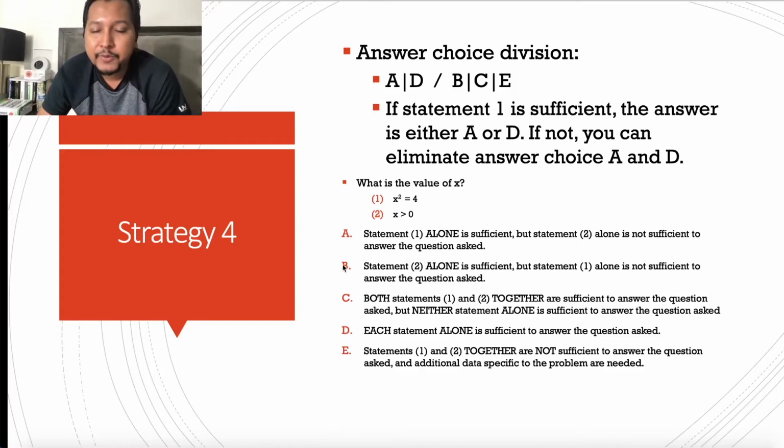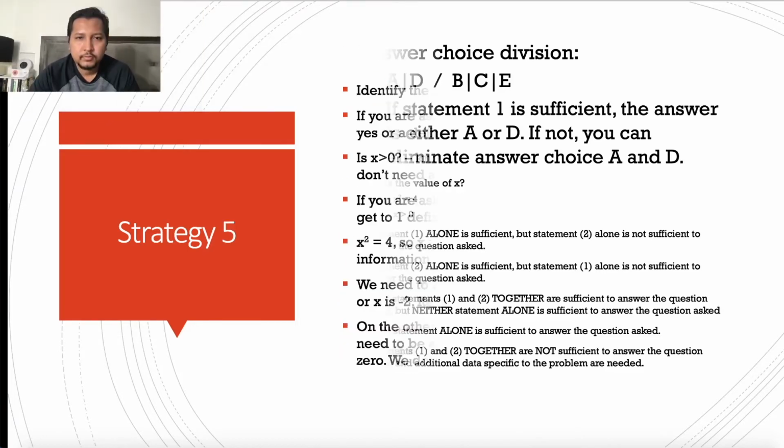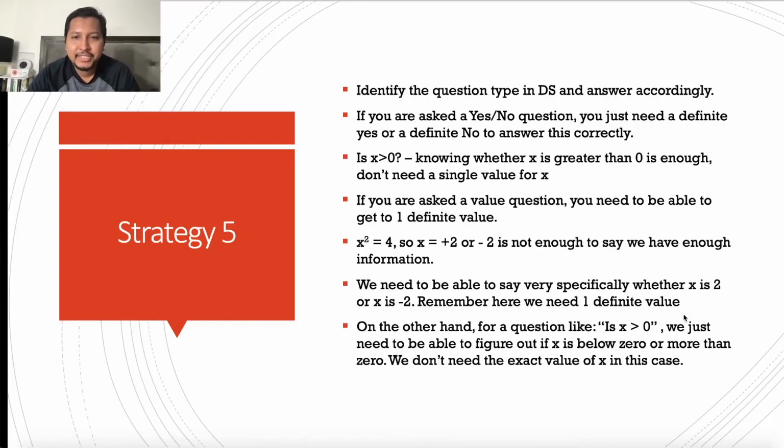So if you have to make an educated guess, you right away know, okay, A and D cannot be the answer, so I have to pick anything between B, C and E. And if you can get lucky and take an educated guess, you have a higher chance of getting that right.